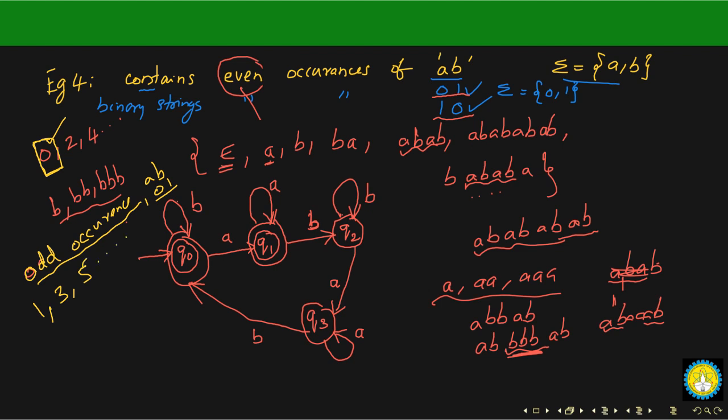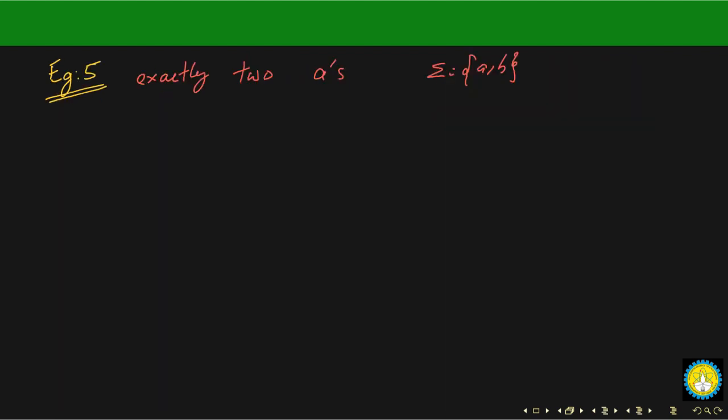Odd occurrences of AB means you can accept the string AB, but ABAB should not be accepted. If you are looking at this ABAB, this should not be accepted. I will be providing this as an assignment in the assignment slides, so you can work on that. So let's look at another example.